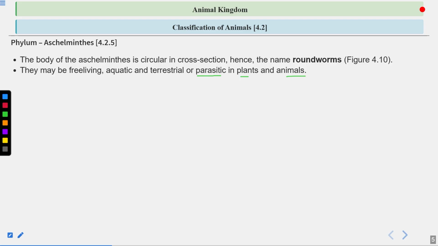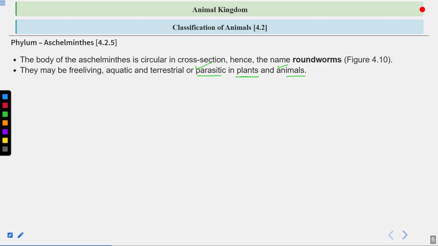So what happened? Those eggs get inside our body, they hatch there, and the new one is now in our body. It gets established there. They go to the intestine, and there they can even reproduce, right? So this is how they are present as parasites in the case of plants and animals. They are not only present as parasites in animals, they are also present in plants.